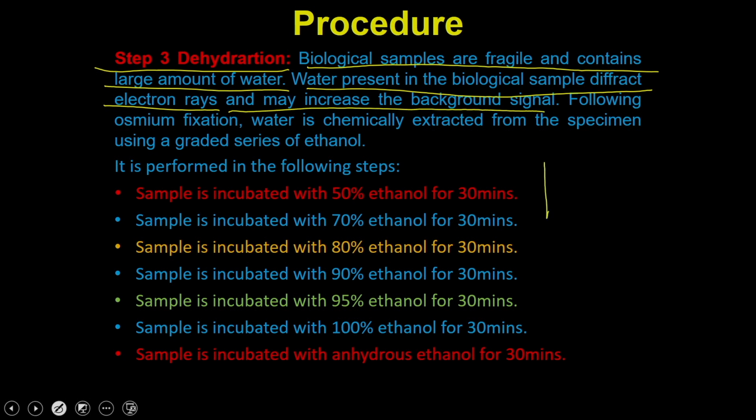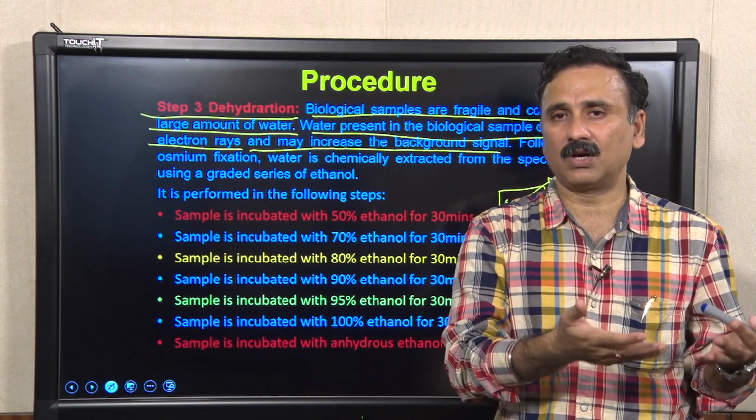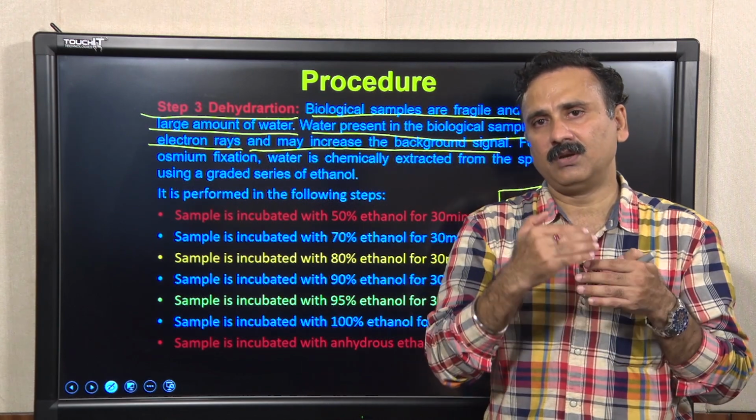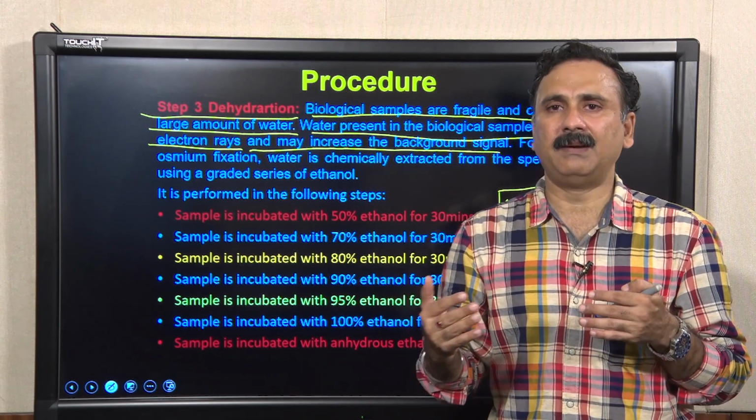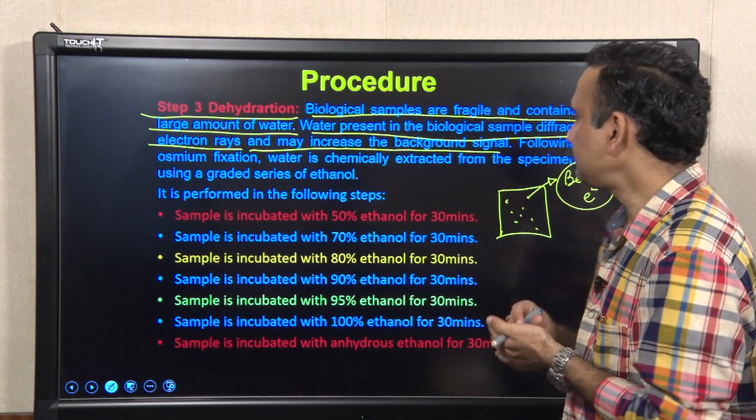How will they increase the background signal? The water molecules are going to increase the back electrons. Once you have a background of back electrons, it is going to make things more hazy, and that is how it is going to mask the signal of your scattered electrons. So the water has to be removed from the sample to get a very clear contrast.